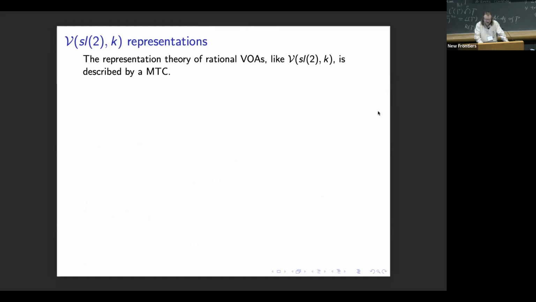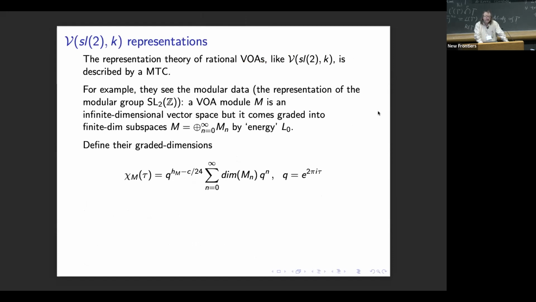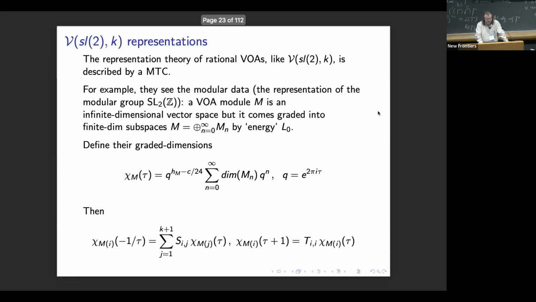Okay, so the representation theory of VOAs is described by a modular tensor category. So that's how the modular tensor category arises in this language. I'm not going to get into this because we don't need it, but you can see the modular tensor category stuff directly from the VOAs. Some of it is easier to see than others. So for example, the graded dimensions: the modules of your VOA are infinite dimensional, but they come naturally into finite dimensional pieces. If you look at the graded dimension of these, they transform like modular forms with a multiplier. That multiplier is the modular data. So this is how modular data in your modular tensor category can be seen from your VOA.